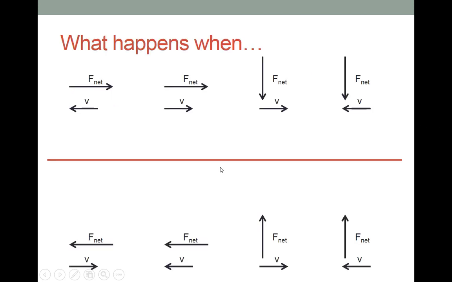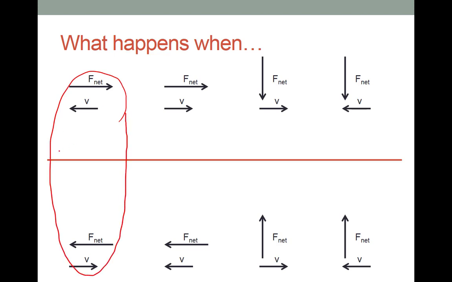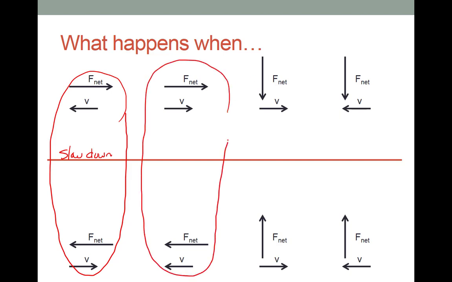We're going to begin by reviewing what happens when a net force acts on a moving object. So remember, if you look at this first set, the net force and the velocity are always opposite each other. This means that the object's velocity is going to decrease, or in other words, it's going to slow down. In the next set, the net force and the velocity are always in the same direction. This is going to increase the magnitude of the velocity, causing the vehicle or object to speed up. In the next four possibilities, the net force and the velocity are perpendicular to each other.